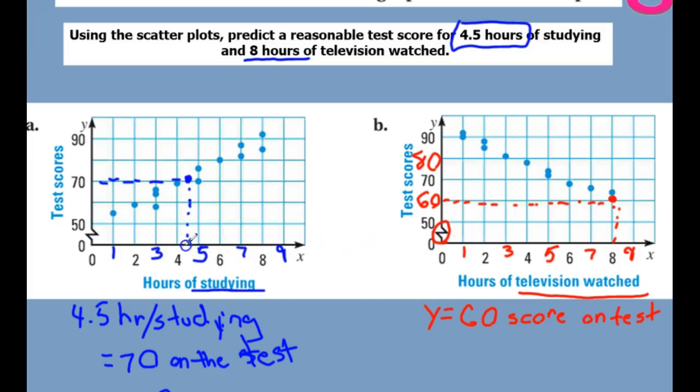So if you spend more time studying and less time watching TV, you're going to get a better score on your test. Maybe just something to keep in mind.